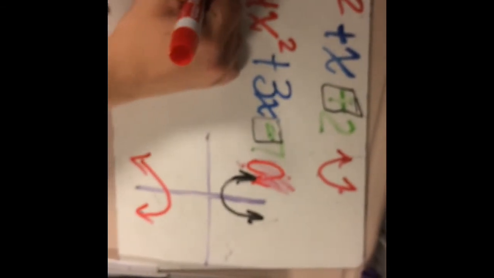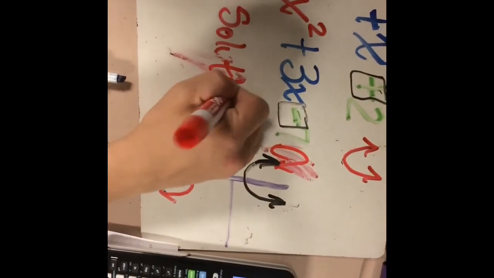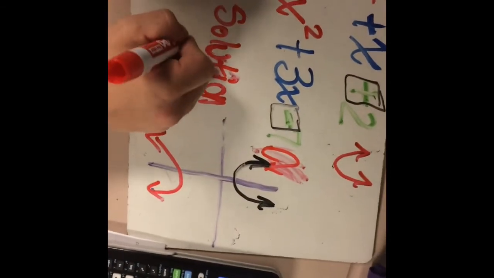So therefore, you can just write it out, no solution. Cannot spell today, apparently. Solution. Or you can write this symbol, which also means no solution.